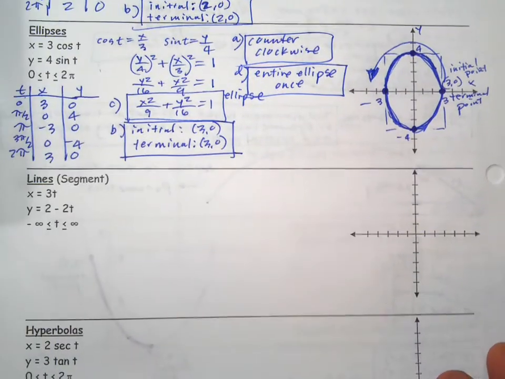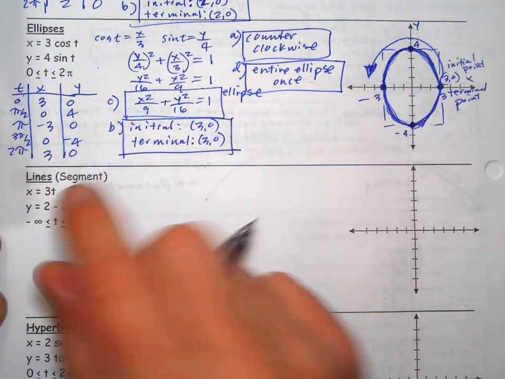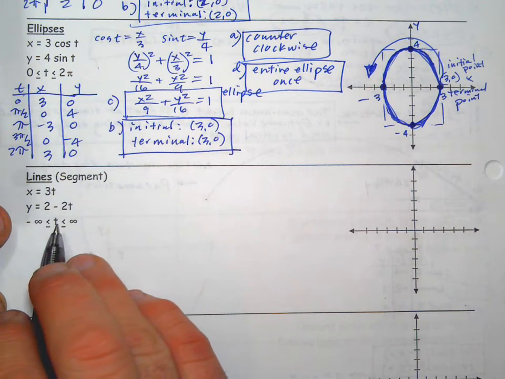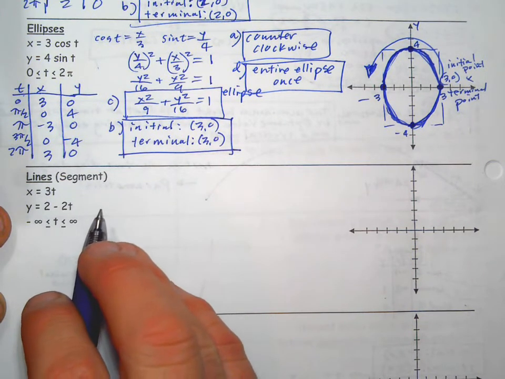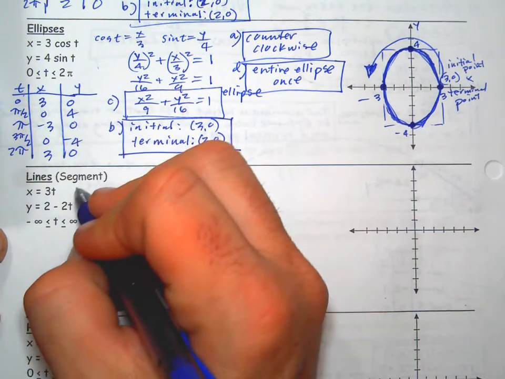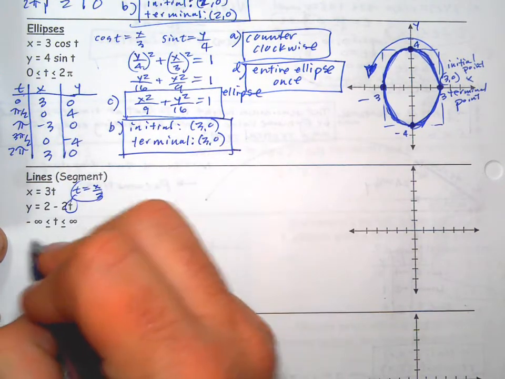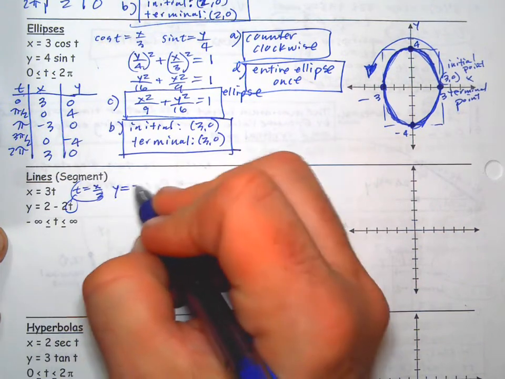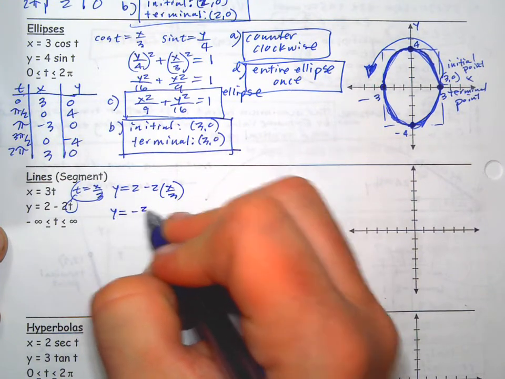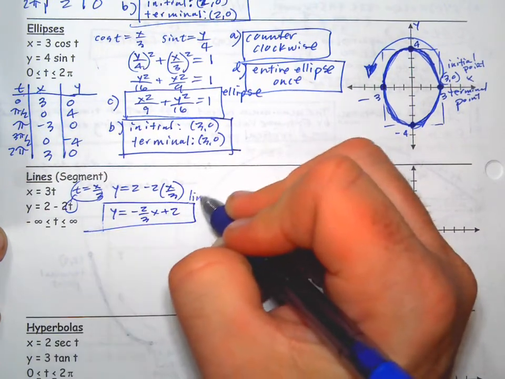Let's do another one. Now this one you'll notice doesn't have any trig. Parabolas don't have trig, lines don't have trig. So I'm going to use the same trick I did on the parabola at the front to get y in terms of x. Let t equal x over 3, and then you can plug that in here. So y equals 2 minus 2 times x over 3. And then we might write this a little more friendly: y equals -2/3 x plus 2. So this is the Cartesian equation. It is a line.